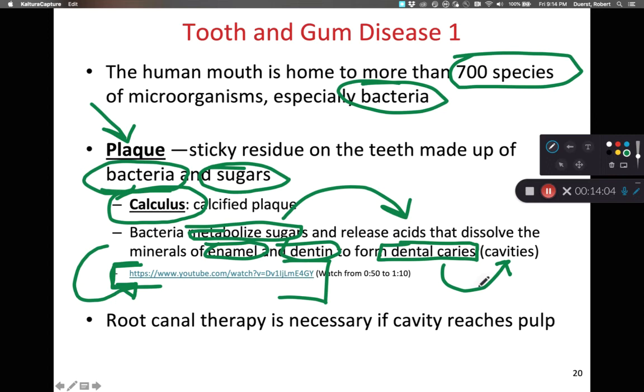If a cavity gets all the way deep down into the pulp of our tooth, we need to have a root canal. We need to grind out the entire cavity and then grind out the entire root to remove all of those bacteria.